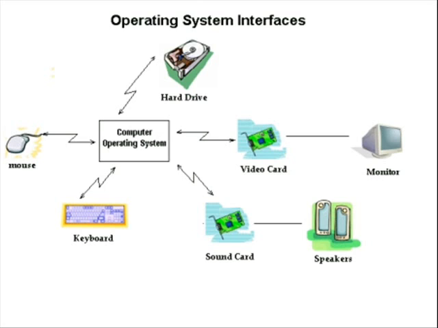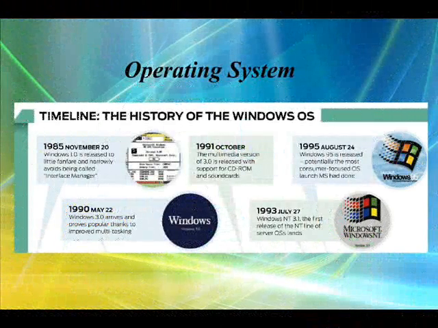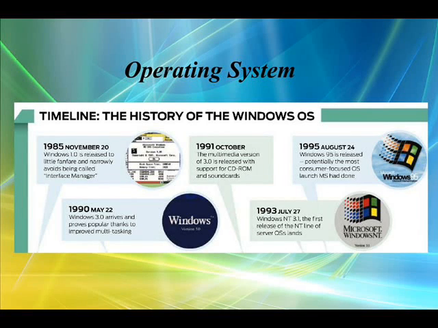An operating system (OS) is a software program that manages the hardware and software resources of a computer. The OS performs basic tasks, such as controlling and allocating memory, prioritizing the processing of instructions, controlling input and output devices, facilitating networking, and managing files. Windows' predecessor, MS-DOS (Microsoft Disk Operating System), was the most popular operating system earlier.